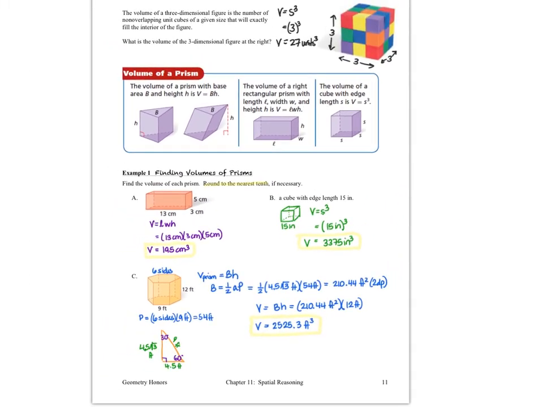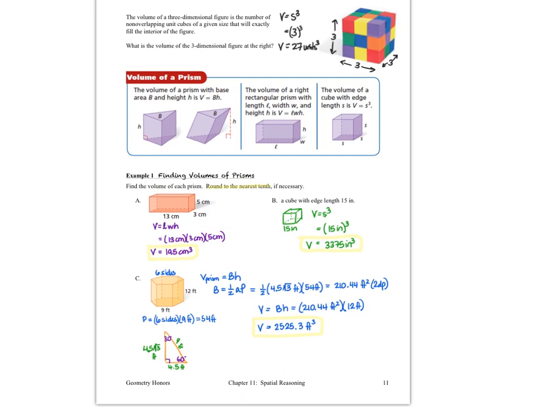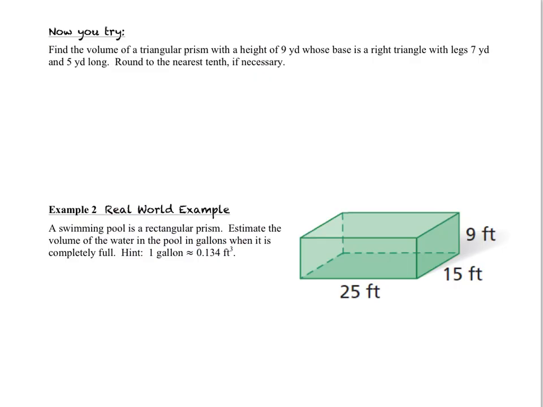Okay, next there's going to be a now you try on the next page, but it will be a little bit less involved than the hexagon. The question asks you to find the volume of a triangular prism with a height of 9 yards, whose base is a right triangle with legs 7 yards and 5 yards long.